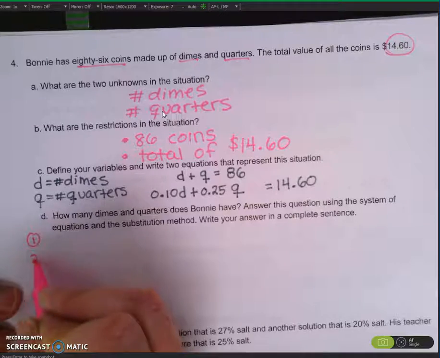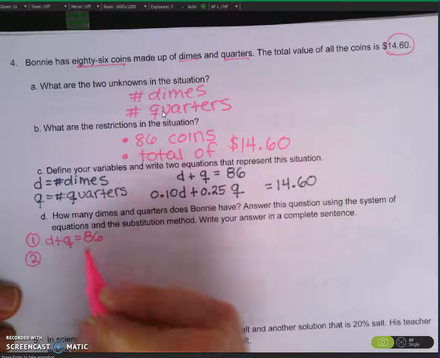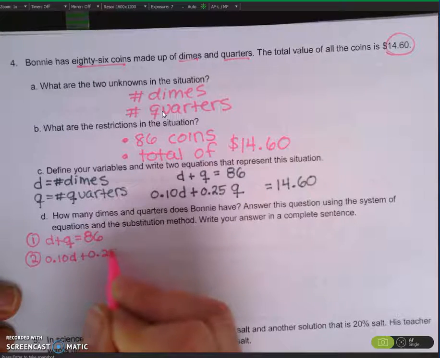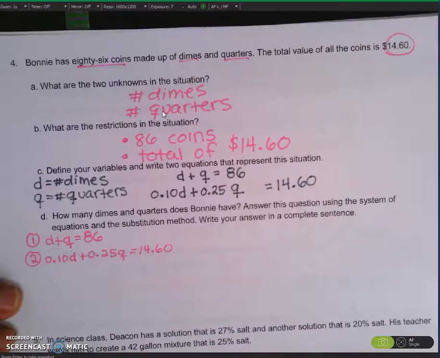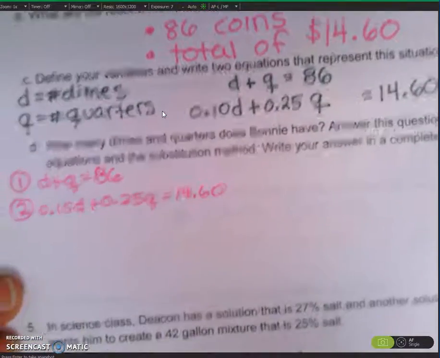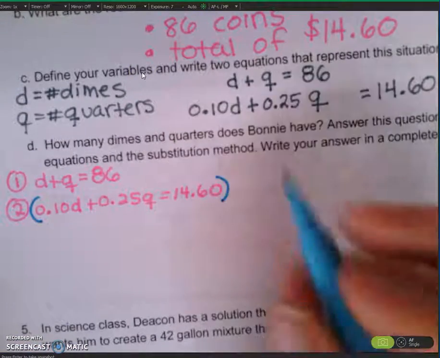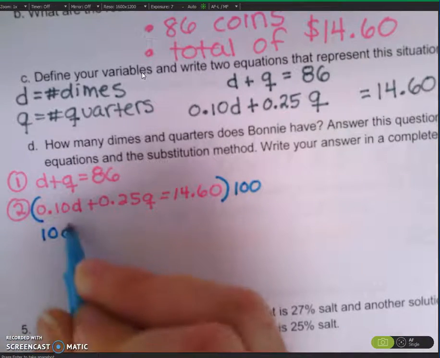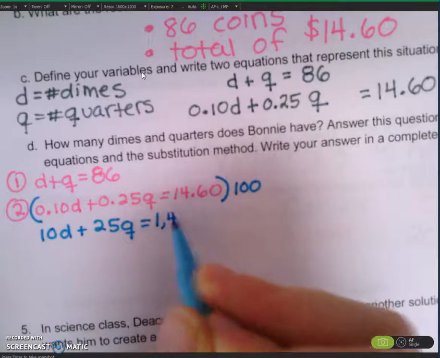Now we're ready to answer the question. So let's write our system down below. D plus Q equals 86, and 0.10D plus 0.25Q equals 14.60. Looking at equation 2, I'm not quite fond of all these decimals. So I'm going to multiply all of equation 2 by what? Well, I have to move 2 decimal places, so let's multiply by 100. So my new equation 2 is 10D plus 25Q equals 1,460.